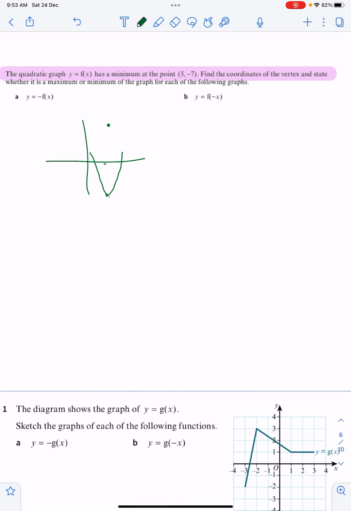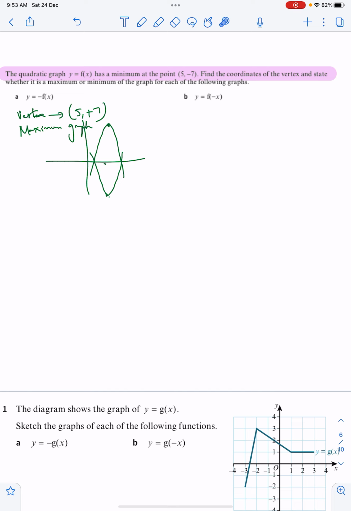So the vertex is going to be, it will be a reflection in the x-axis, so the vertex is going to be 5 comma positive 7, and it will be a maximum graph.